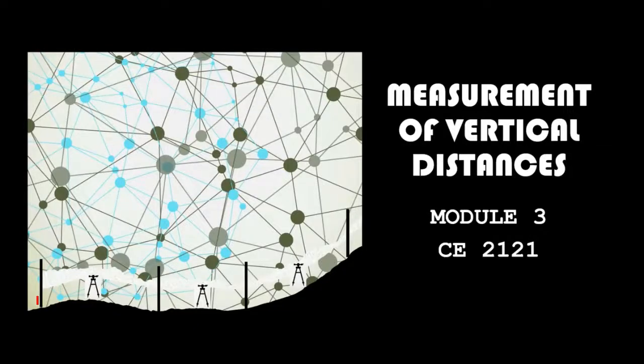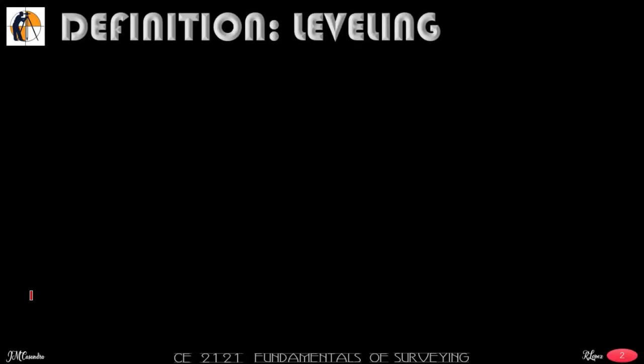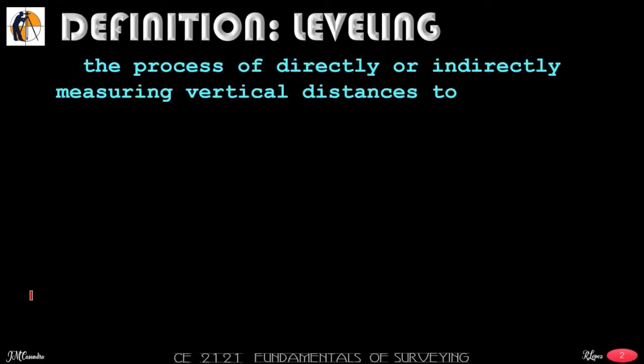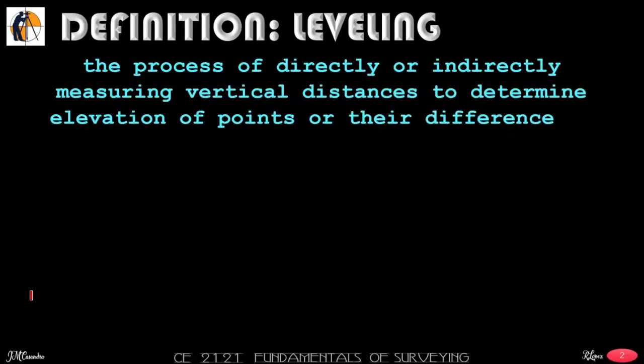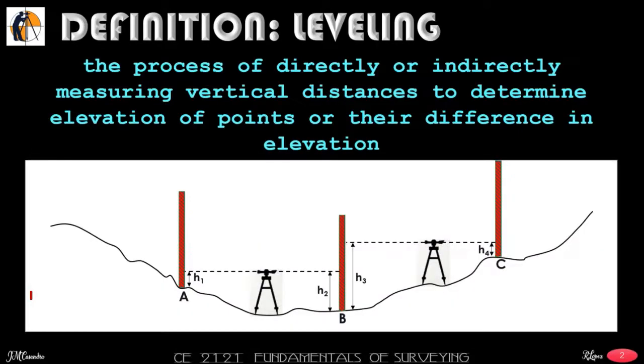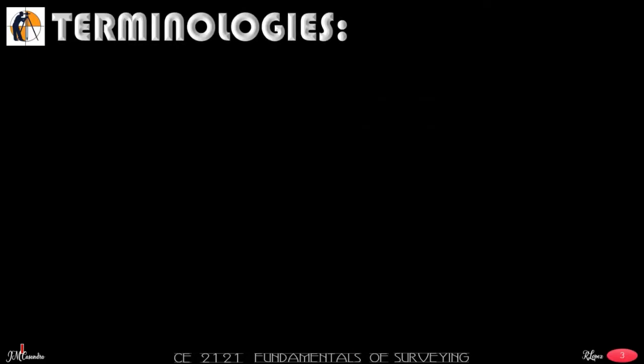Good day. Today we are going to discuss Module 3 of CE 2121, Measurement of Vertical Distances. To begin with, we define leveling as the process of directly or indirectly measuring vertical distances to determine elevation of points or their difference in elevation. Next, we define the terms used in leveling.